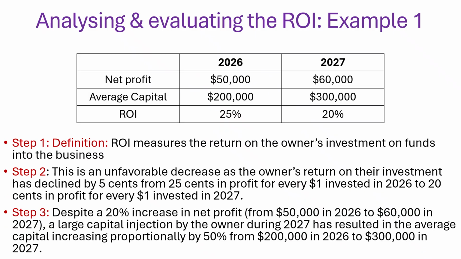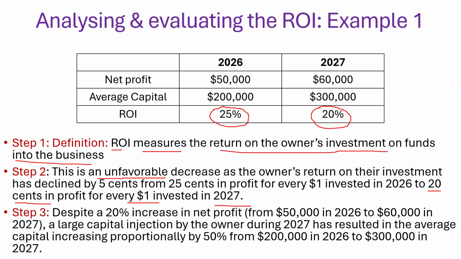So our 3-step approach for example 1, a simple definition is your starting point. It's a measure of the return of the owner's investment of funds into the business. Step 2, we discuss the trend. So in year 1, we returned 25 cents of profit in every dollar invested by the owner, and then we declined to a 20-cent return. So we emphasize that this is an unfavorable trend. We unpack that in both years, we've generated 20 cents, or 25 cents in year 1, for every dollar invested. So we draw on that data.